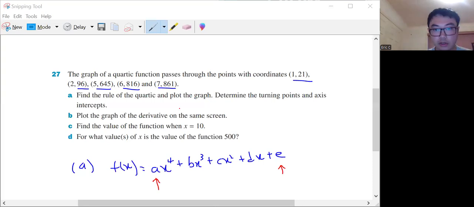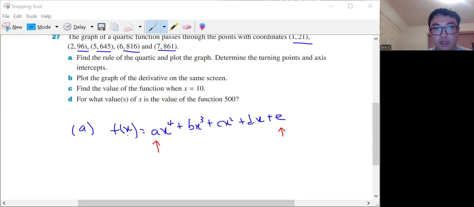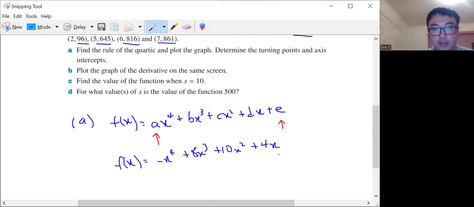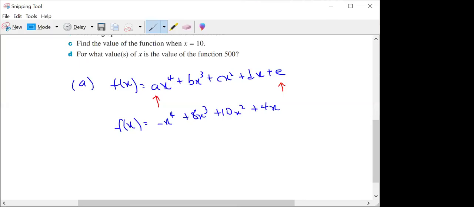Okay, so let's quickly put that into our answers here. So the rule here for part A, in this case, f(x) is equal to negative x to the power 4 plus 8x cubed plus 10x squared plus 4x, and e was 0. And then you just copy the graph from the calculator. So that's pretty straightforward there.